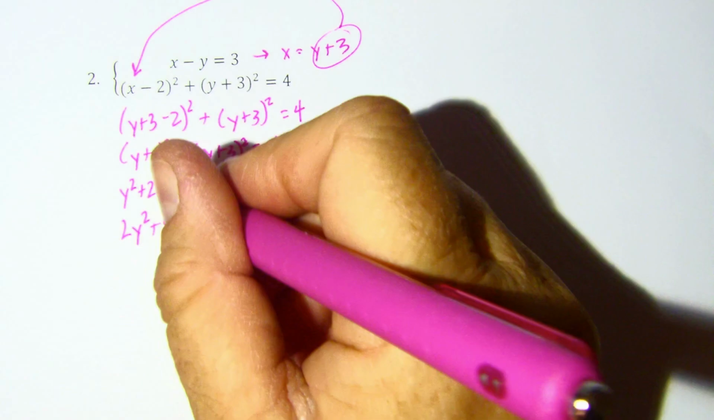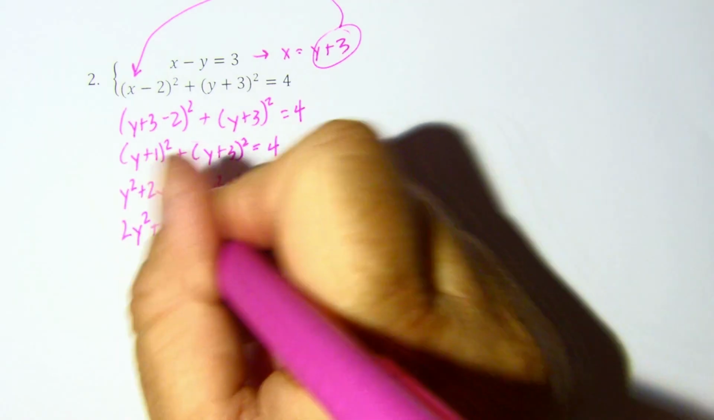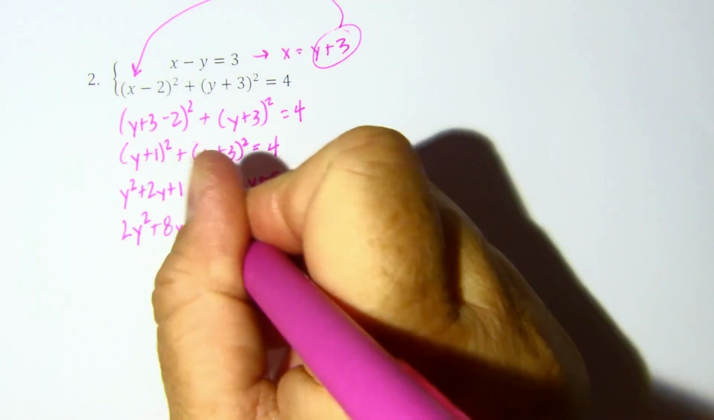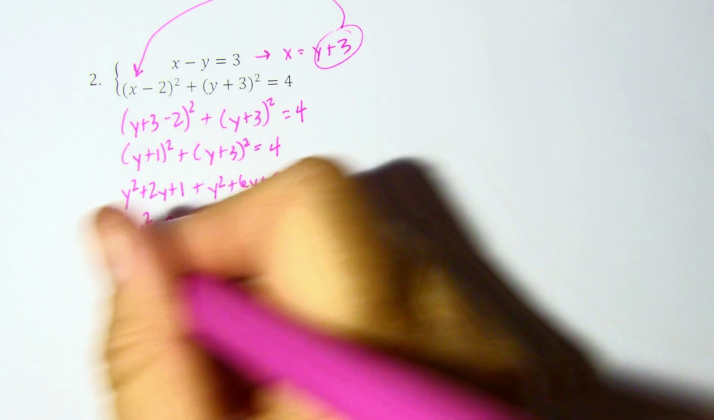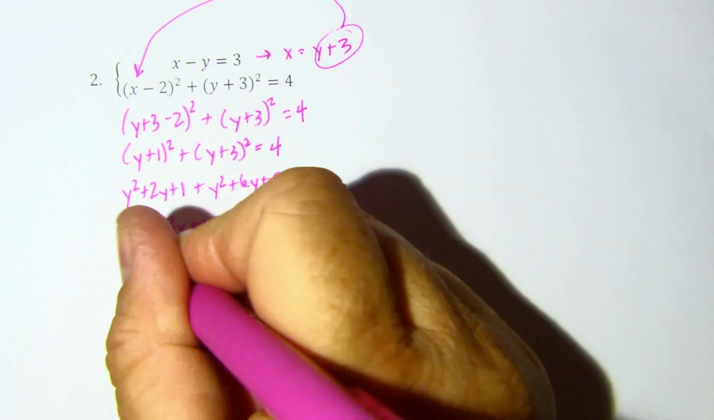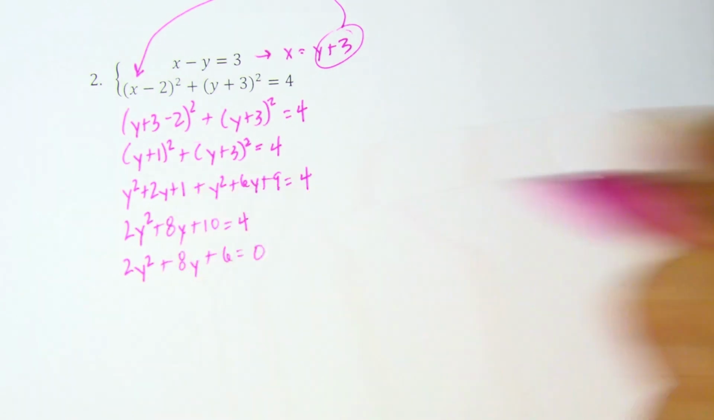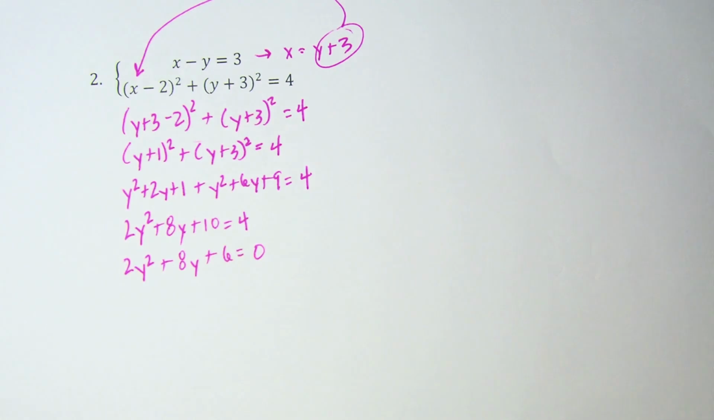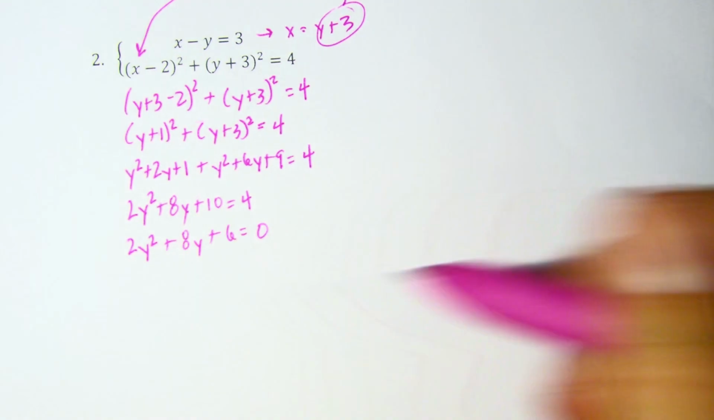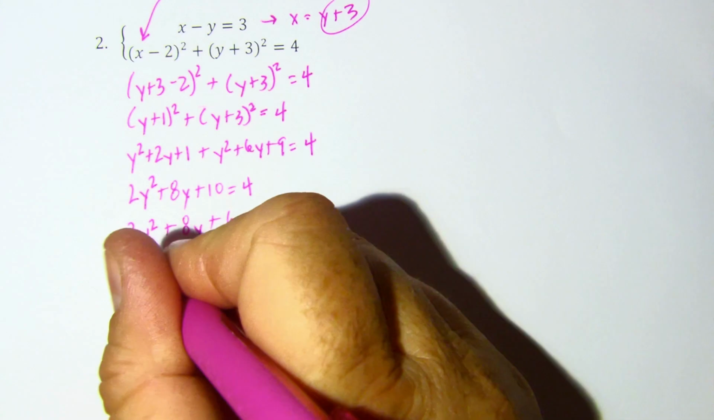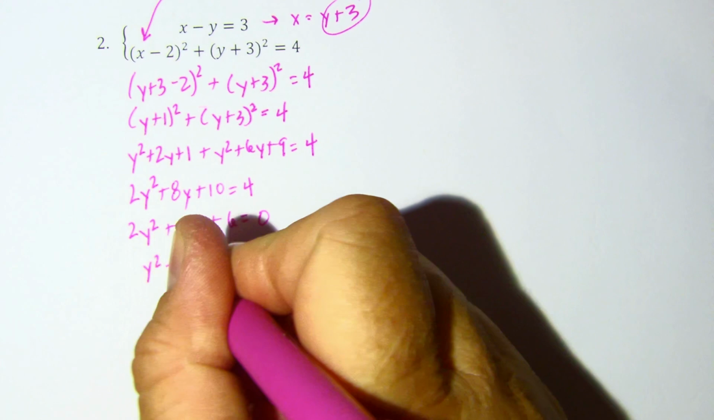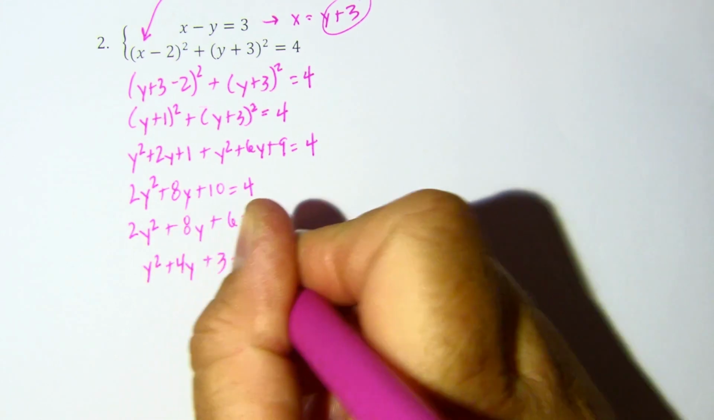1 plus 9 is 10, equals 4. Subtracting 4 over, that's 2y squared plus 8y plus 6 equals 0. And all of those numbers are divisible by 2, so I can divide both sides of my equation by 2. That becomes y squared plus 4y plus 3 equals 0.